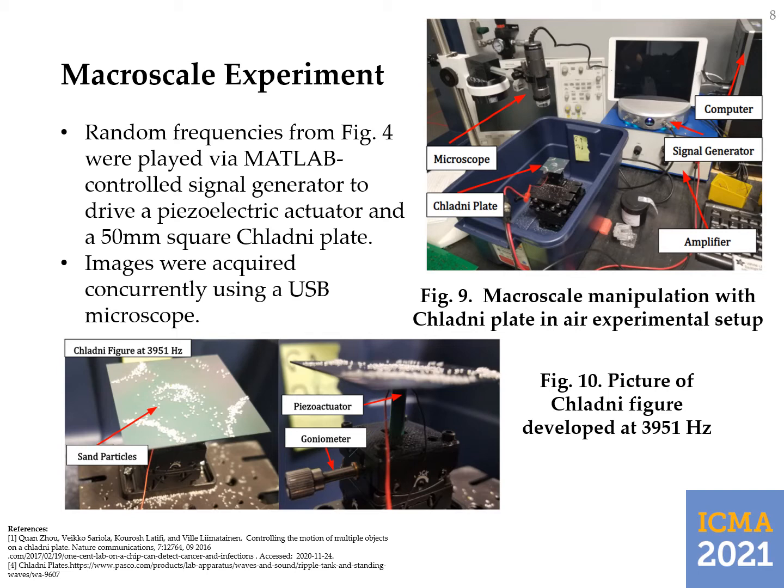In figure 10, we can see one of the Chladni figures formed at 3.951 kilohertz. In this picture, I was using sand particles before later on I moved on to solder beads.